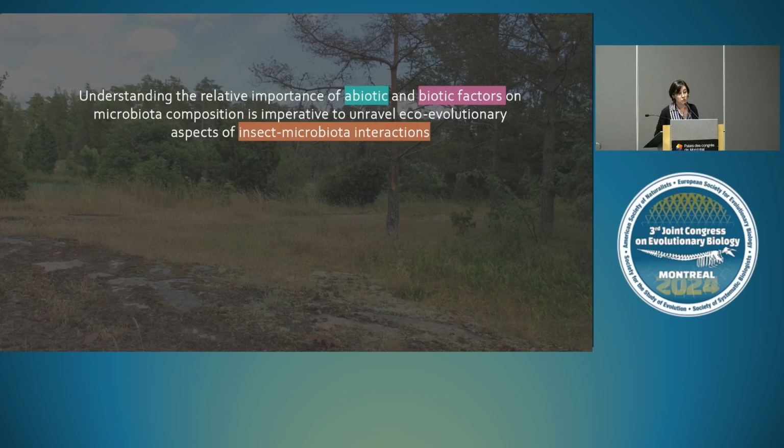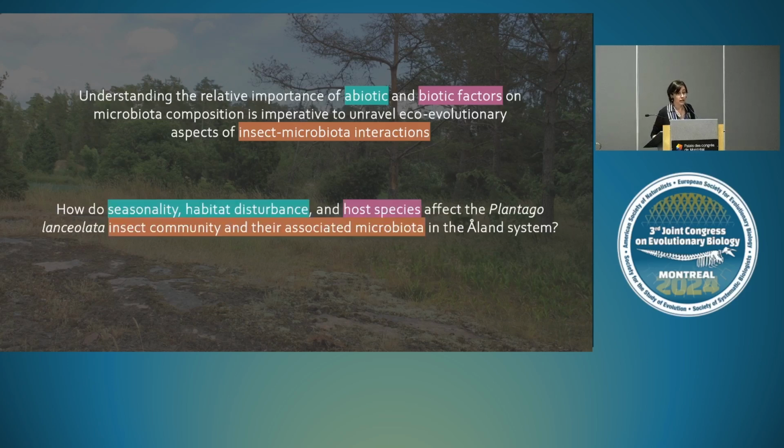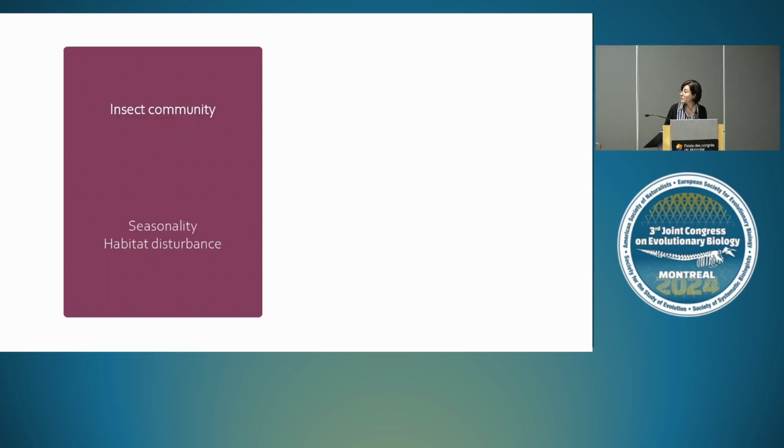So based on this, we can go back to our gap and ask the following question. How do seasonality, habitat disturbance, and host species affect the Plantago lanceolata insect community and their associated microbes in the Åland system? Let's first look at the insect community in that particular system.